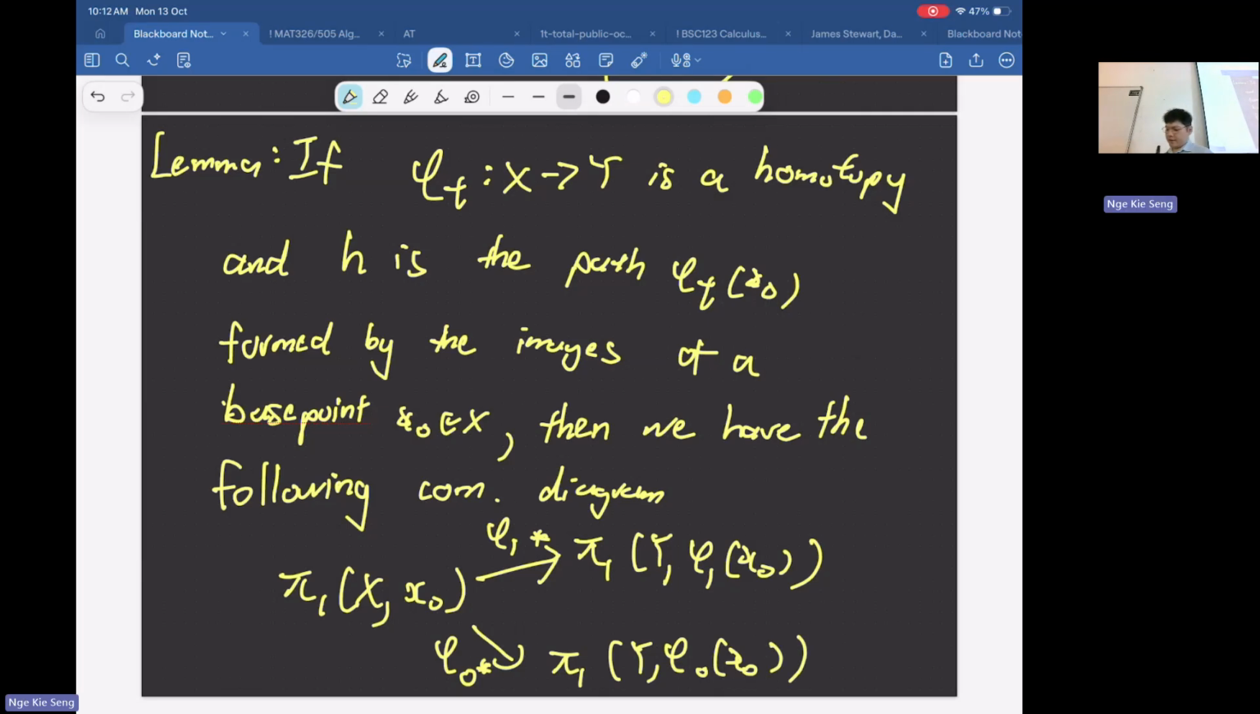And then these two could be different base points. But what we can do is use the path h that connects these two base points and look at the induced map from this path here. Actually, this h star is the β h in your textbook. This h star is the β h in your textbook, also the one in your assignment.